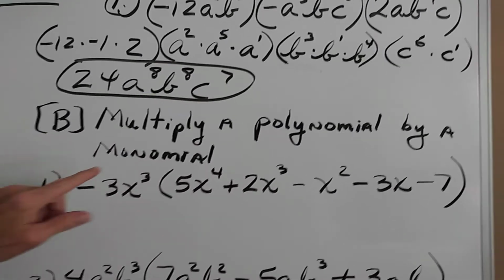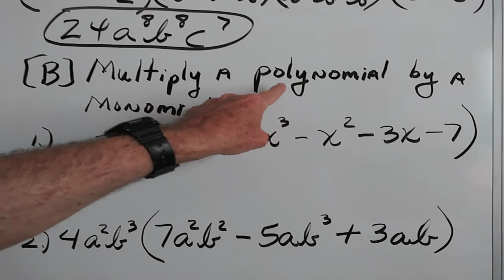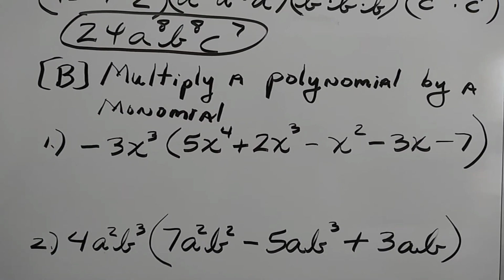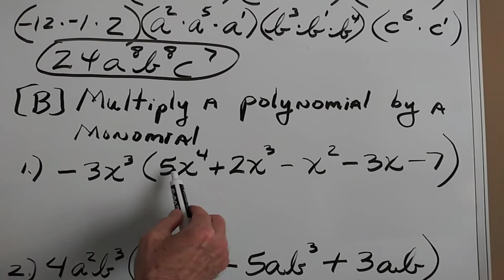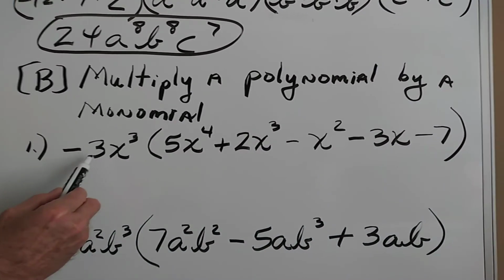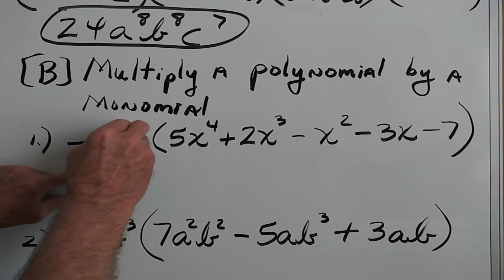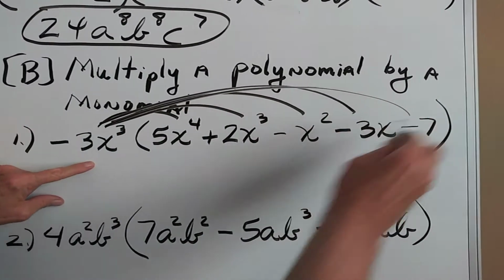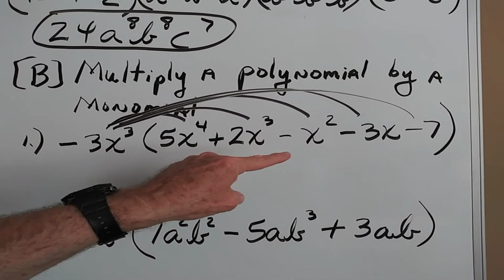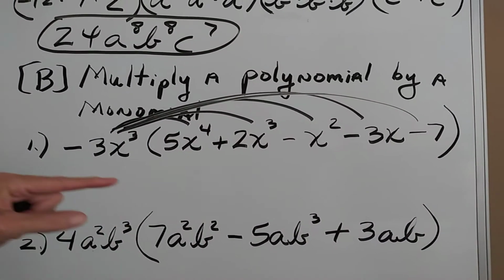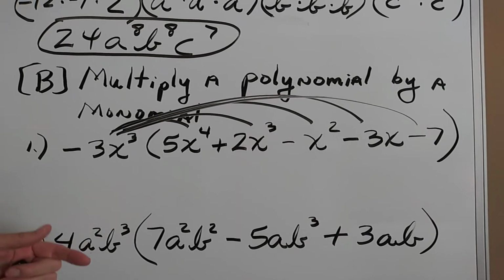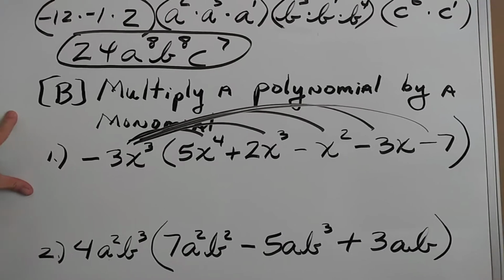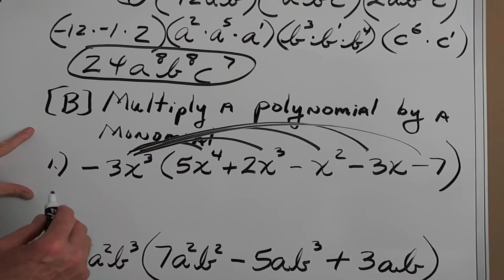Letter B. We're going to multiply a polynomial by a monomial. And in order to multiply a polynomial by a monomial, we have to distribute. That's the first thing that must be done. We have to distribute. And when we distribute, we use the product rule of exponents when it's necessary. So here we go. We're going to get rid of the parentheses. We're going to distribute. We're going to multiply a polynomial by a monomial.